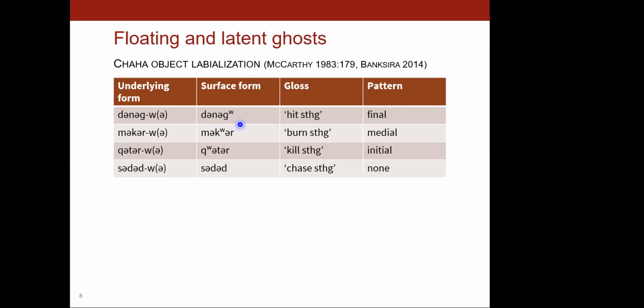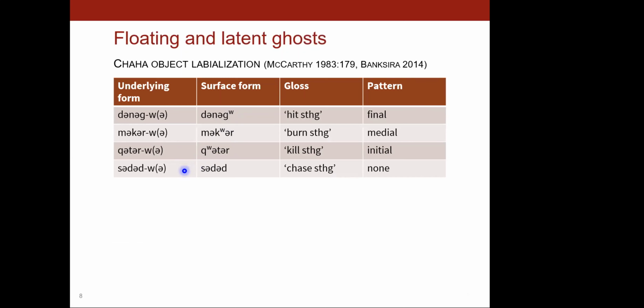So the floating feature here floats leftward and is realized on the K instead of on the rightmost element. In the third verb, katar, the only labializable segment in the word, the only segment that can host this floating feature, is the initial segment here. And so the floating feature is word initial.